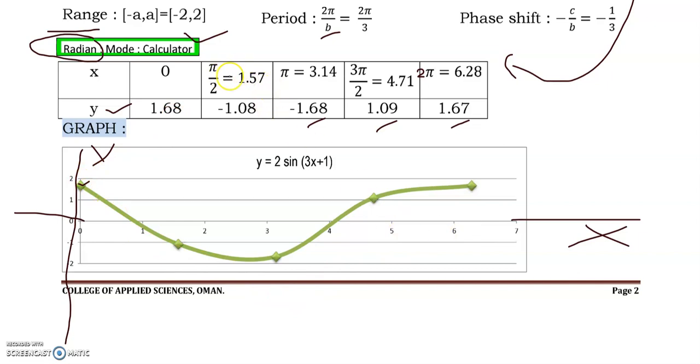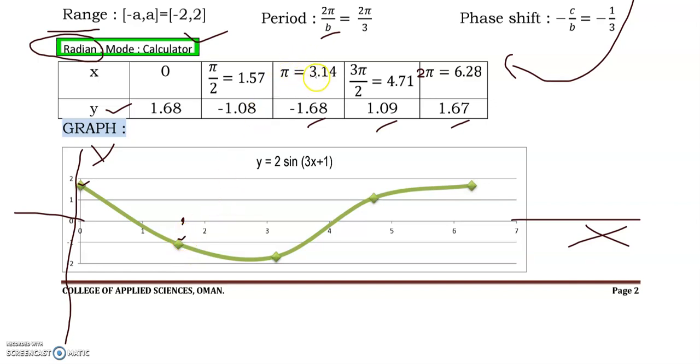Now here x is 1.57. What is y? Minus 1.08. So where is x? 1.57. This is 1.5 approximately. So here x is 1.57, and y is minus 1.08, so y is negative. So this is the point. This is the second point.